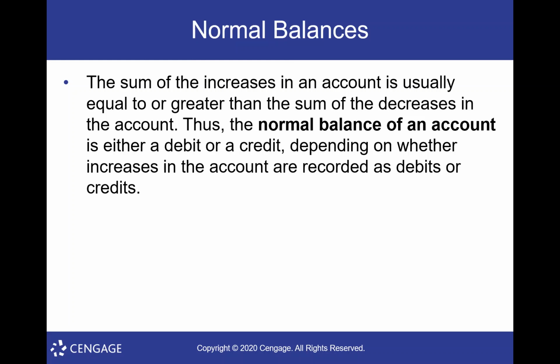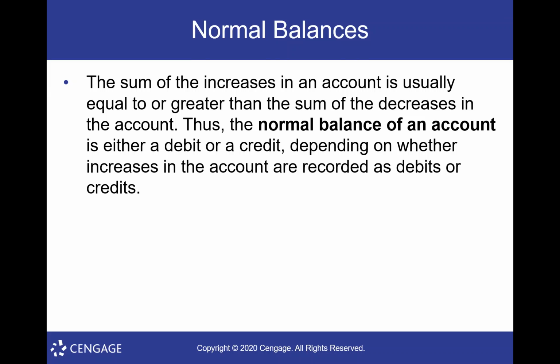Precision of language, right? So we have the normal balance, and you'll see, if you look on the paper I gave you, that the normal balance is always on the side that increases the account. So asset accounts have a normal balance on the debit side. Expense accounts have the normal balance on the debit side. Dividend accounts have a normal balance on the debit side. Liability accounts, stockholder equity accounts, and revenue accounts have a normal balance on the credit side.